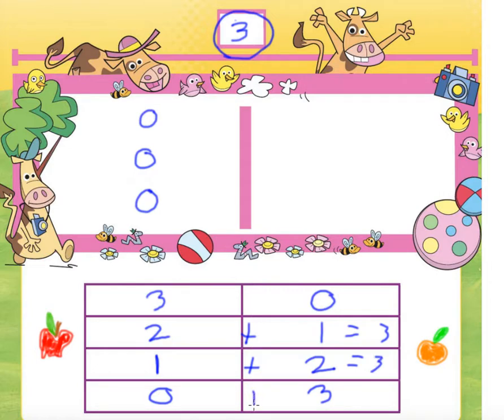And then 0 plus 3, well, that also equals 3. So each side, or each part, has to total our big number up top. Let's try this with an even bigger number, and you can do this one with me.